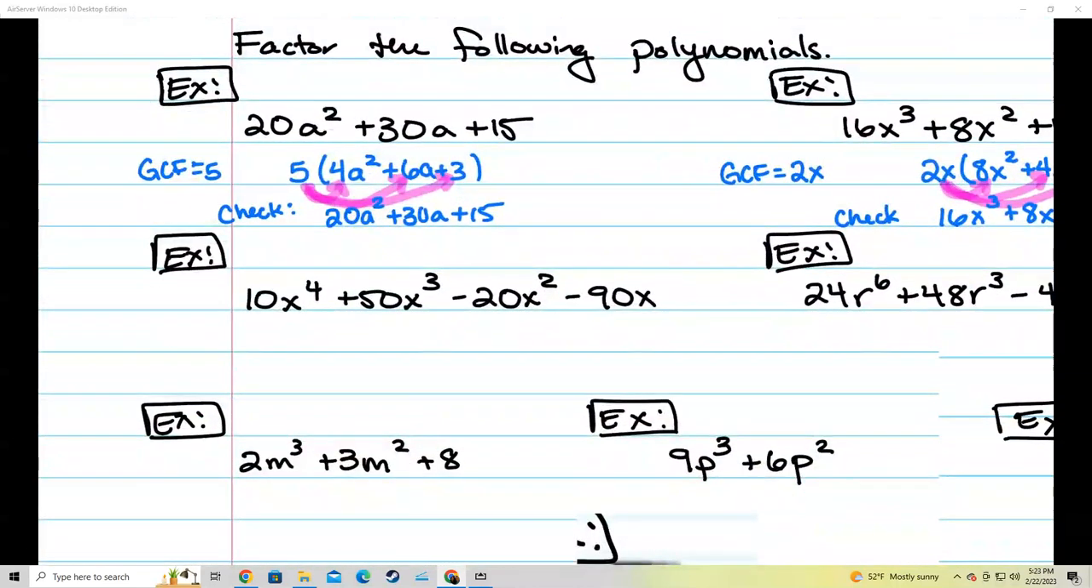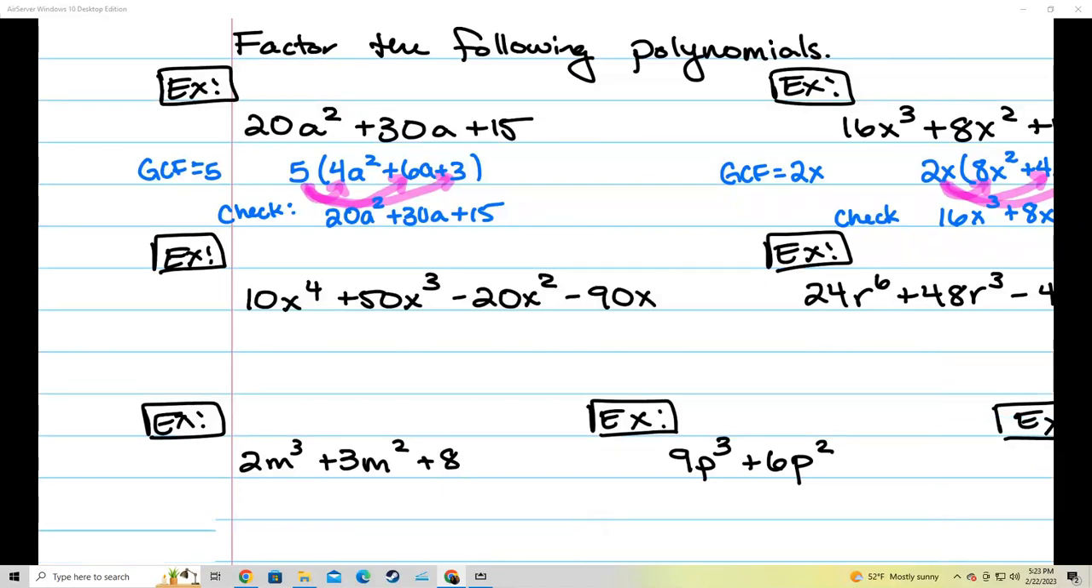All right, let's get a little bit more complicated. I got a 10, a 50, a 20, and a 90. As far as the numbers are concerned, it looks like the biggest number I can pull out would be a GCF of 10.